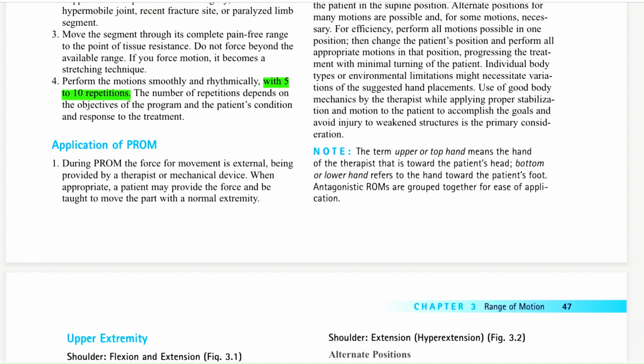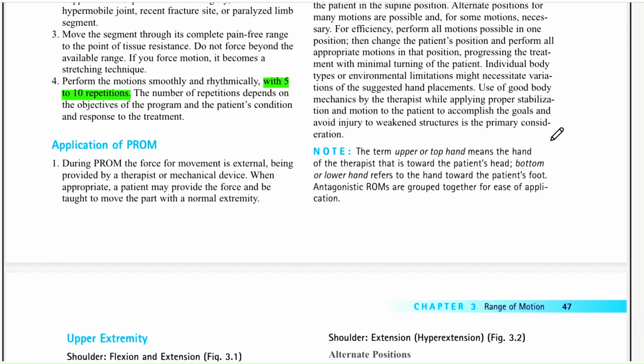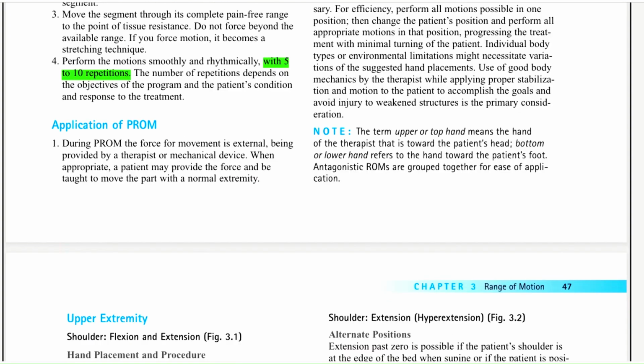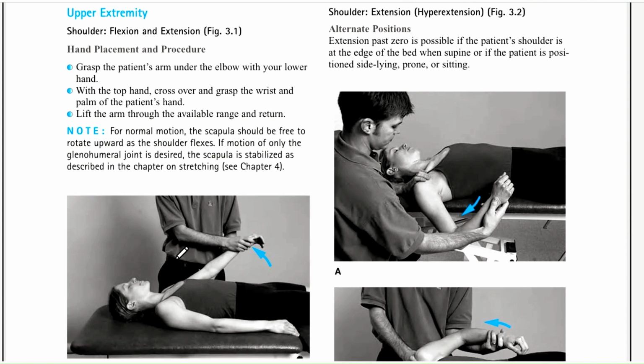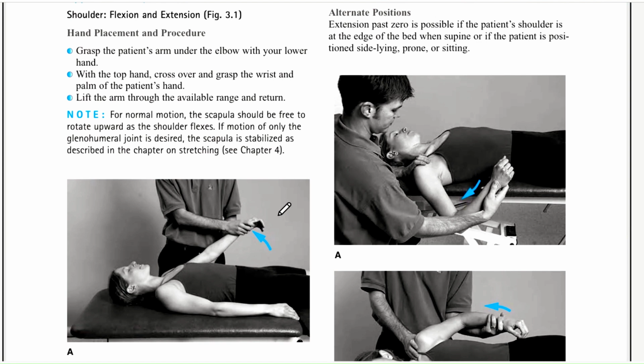So today, as you know that we have discussed these things in the range of motion techniques, we can also discuss one example with that, like shoulder flexion and extension, so you can understand this in a very easy way. We are going to start with the shoulder flexion and extension of the upper extremity. Here you can see in this picture the hand placement, starting from the hand placement and procedure.